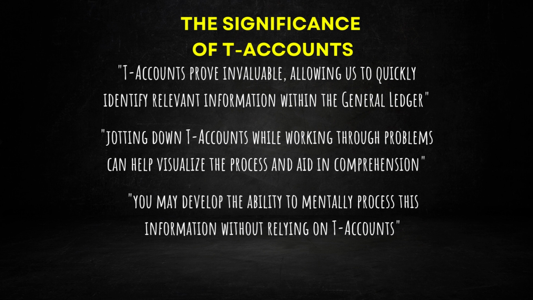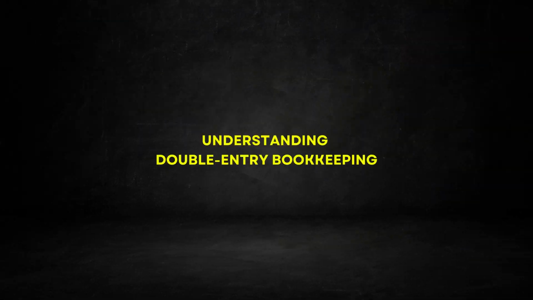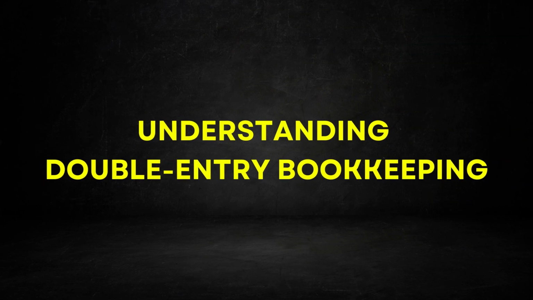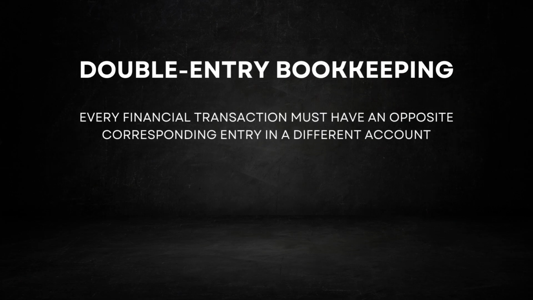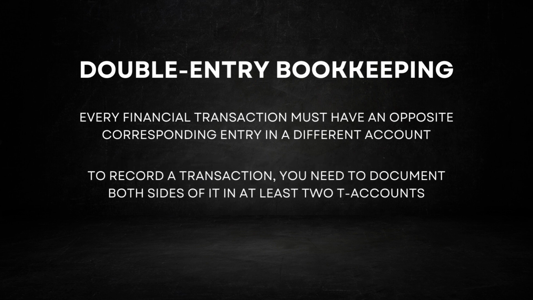Let's recall a term called double-entry bookkeeping. This principle states that every financial transaction must have an opposite corresponding entry in a different account. When applying this principle to T accounts, it means that to record a transaction, you need to document both sides of it in at least two T accounts.